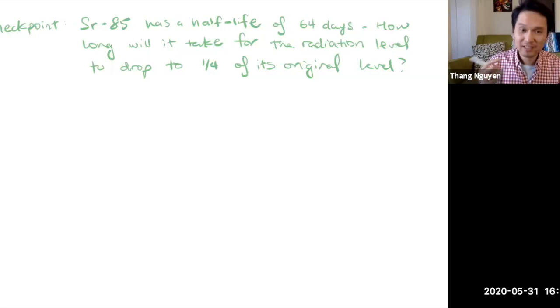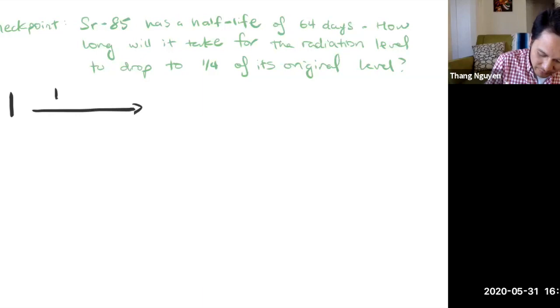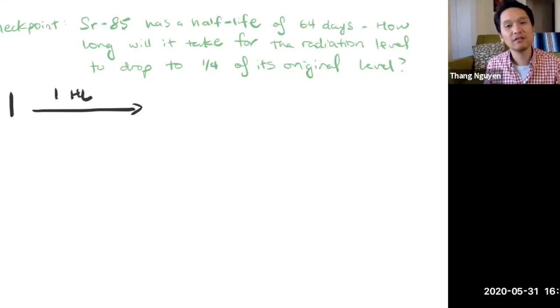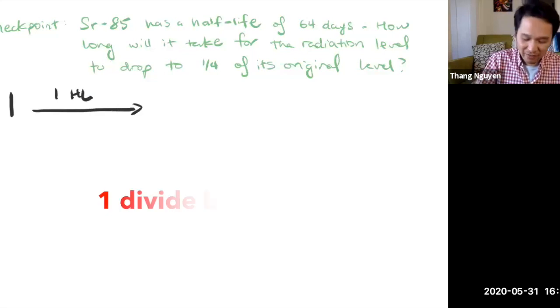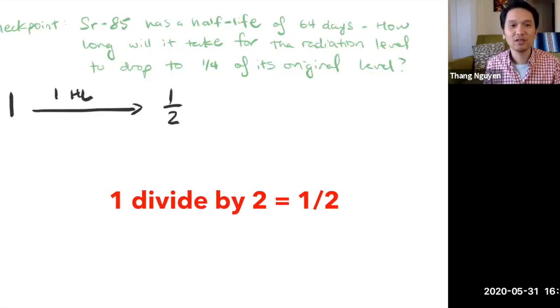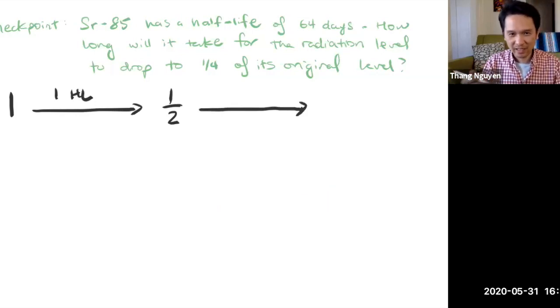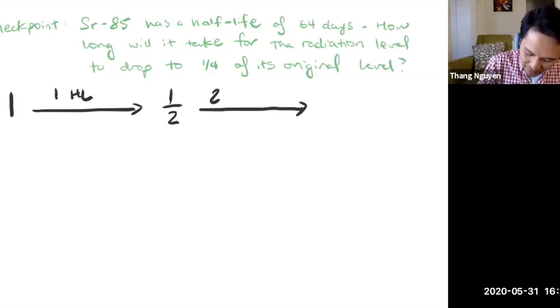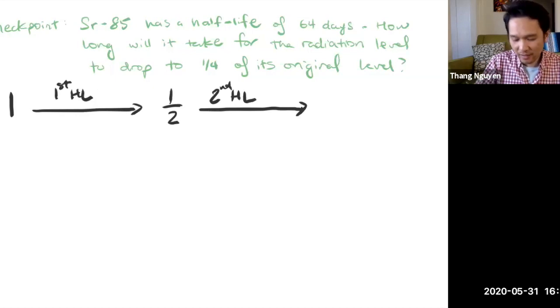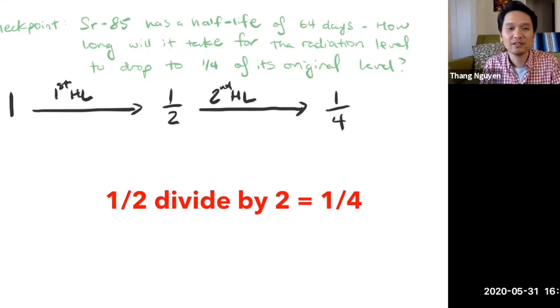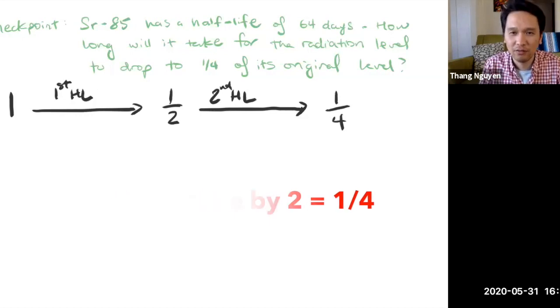Well, if not, let's do it systematically, step by step. I start with a whole, right? 1 is a whole. Since a quarter is a percentage, I'm going to start with 1 as a whole. After 1 half-life, how many is left of a whole? By definition, a half, right? So in fraction terms, that's 1/2. And then I do that again because I want to eventually go to 1/4. Can you see the answer already? After the second half-life, what do you get? 1/4. There you go. That's the answer. You need 2 half-lives to get to 1/4 of your original level.